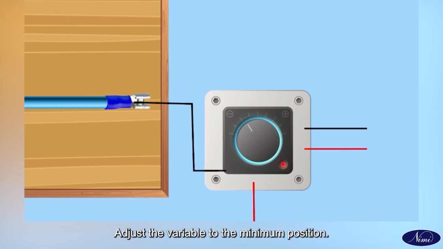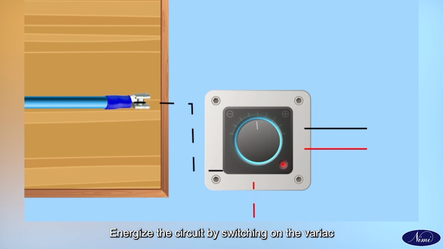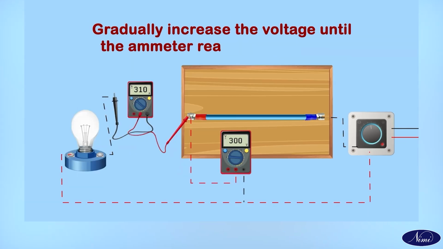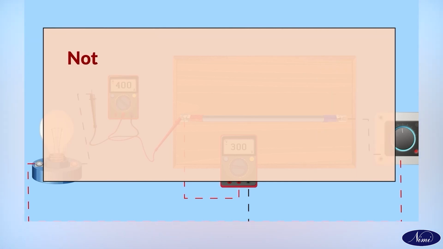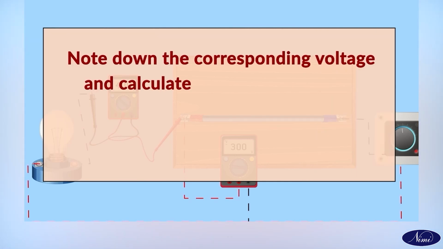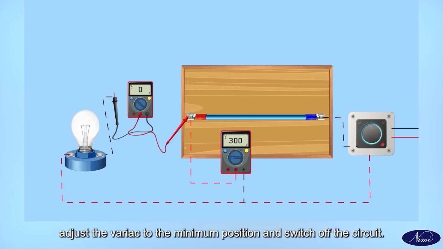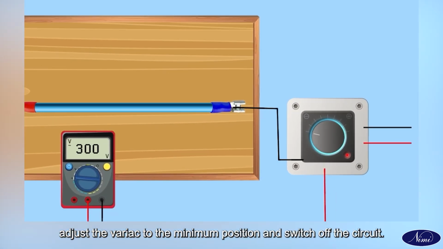Adjust the variac to the minimum position. Energize the circuit by switching on the variac. Gradually increase the voltage until the ammeter reads 400 milliamps. Note down the corresponding voltage and calculate the resistance value R = V/I. Adjust the variac to the minimum position and switch off the circuit.